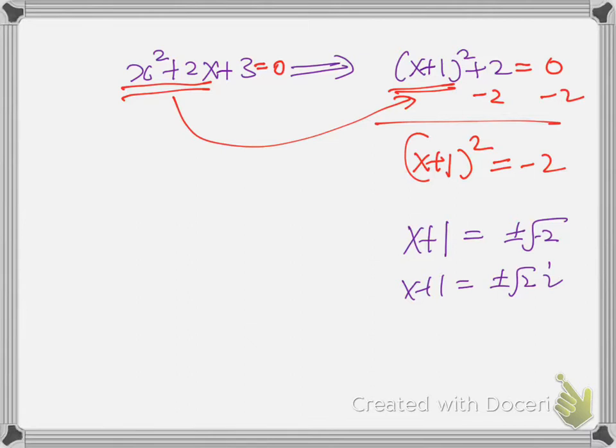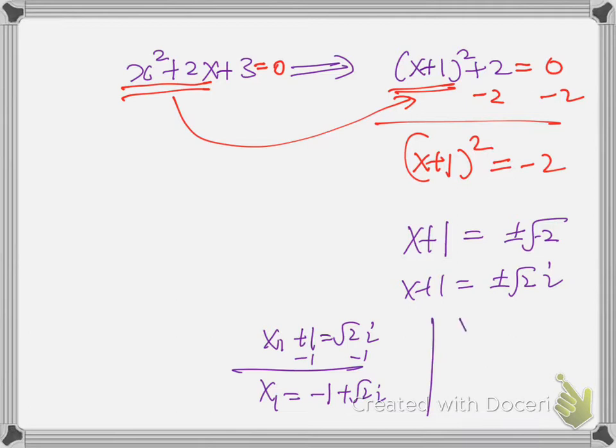So now we have two solutions. For x1, x1 plus 1 is radical 2 i, minus 1 on both sides, so x1 is negative 1 plus radical 2 i. For x2, x2 plus 1 is negative radical 2 i, minus 1, so x2 is negative 1 minus radical 2 i. So this is the modified completing the square method.